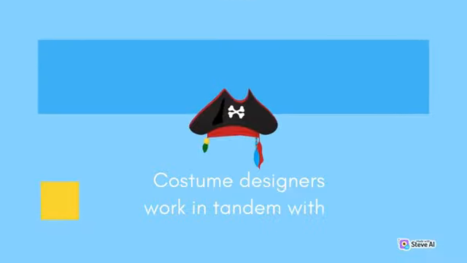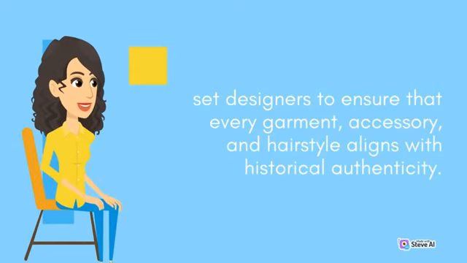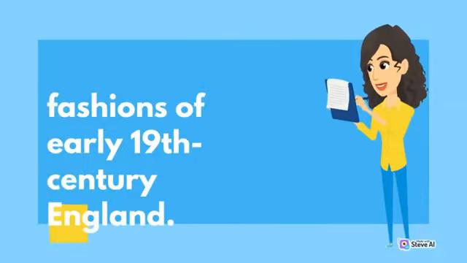Costume designers work in tandem with set designers to ensure that every garment, accessory, and hairstyle aligns with historical authenticity. For example, in the film Pride and Prejudice, the costumes worn by the characters mirror the fashions of early 19th century England.